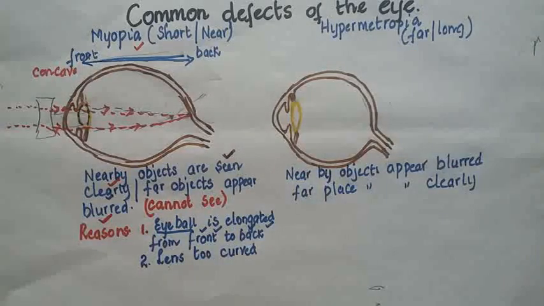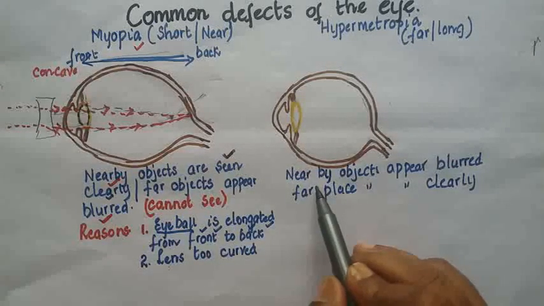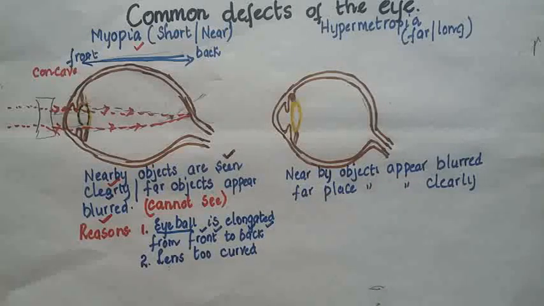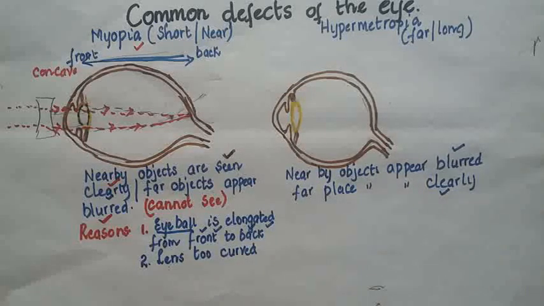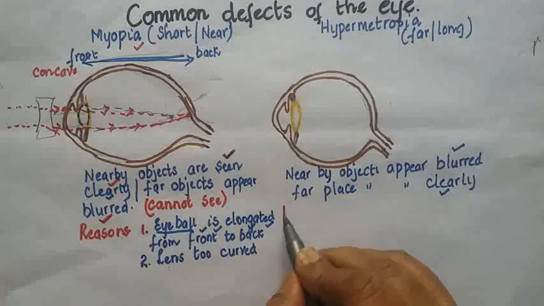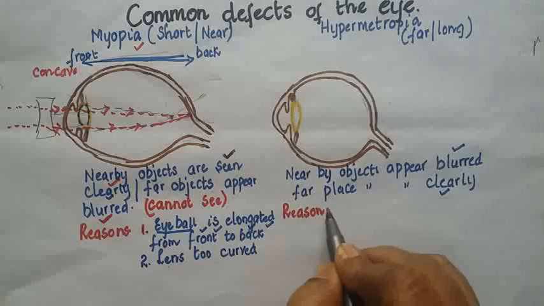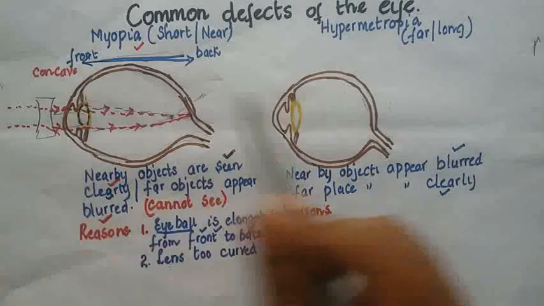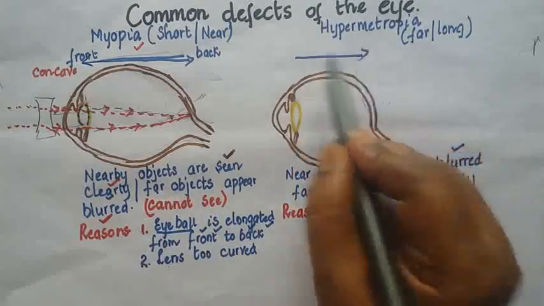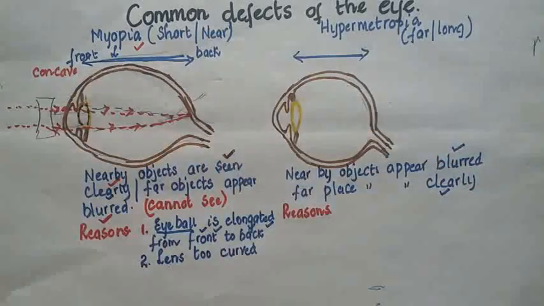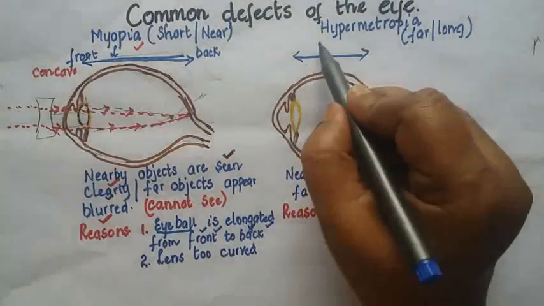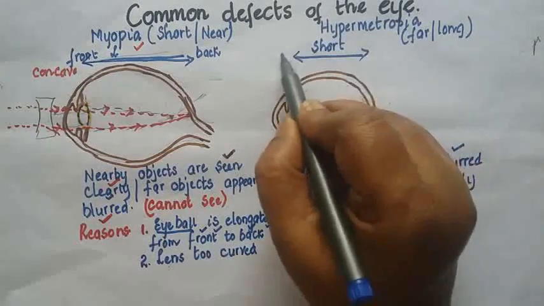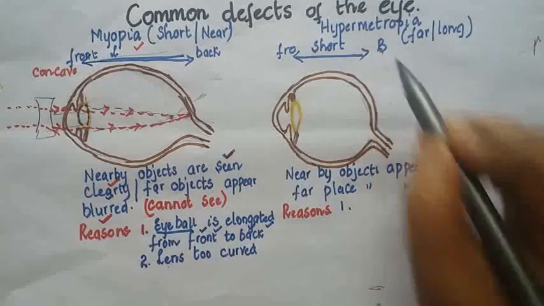So in case of hypermetropia or hyperopia, when a person looks at the nearby objects, they appear blurred, whereas far placed objects appear clearly. Okay, so what are the reasons for hypermetropia? Children, just observe. In case of myopia, the eyeball was lengthened from front to back, whereas in case of hypermetropia, the eyeball is shortened from front to back.